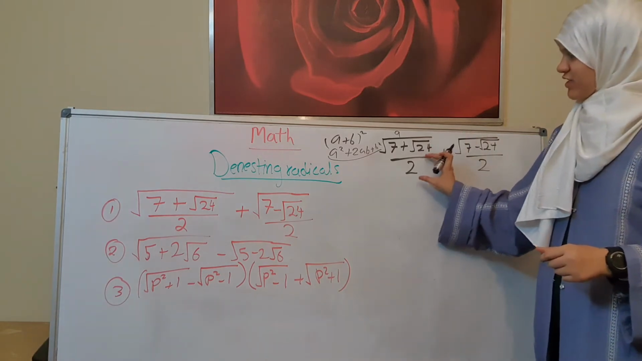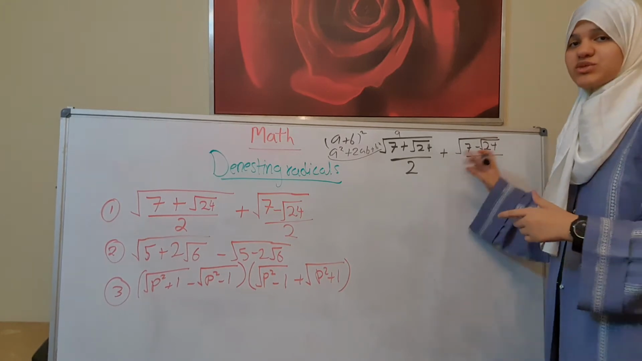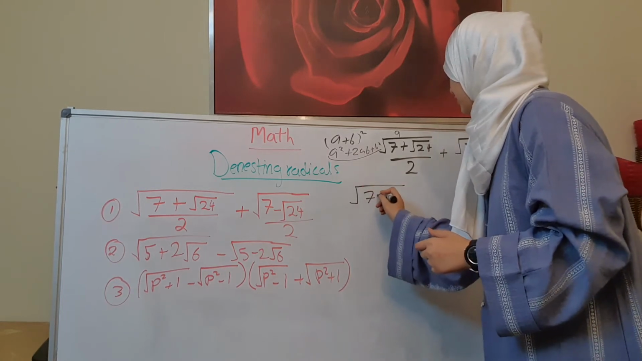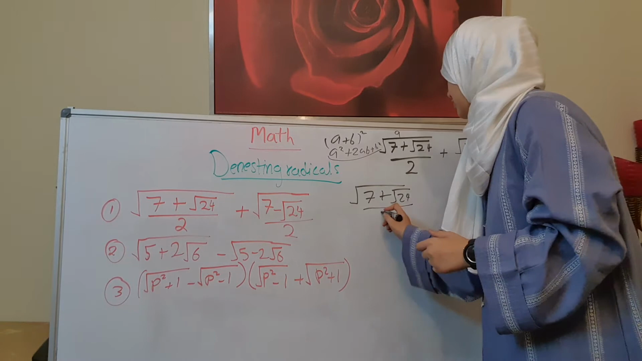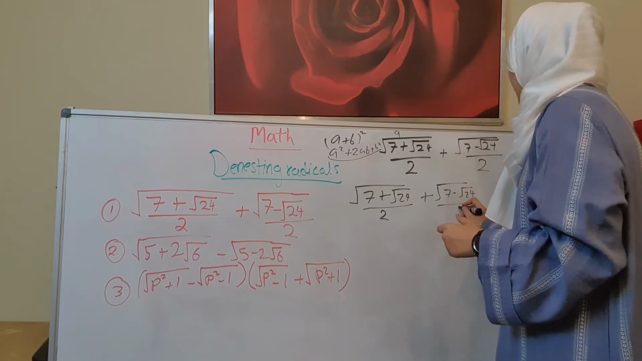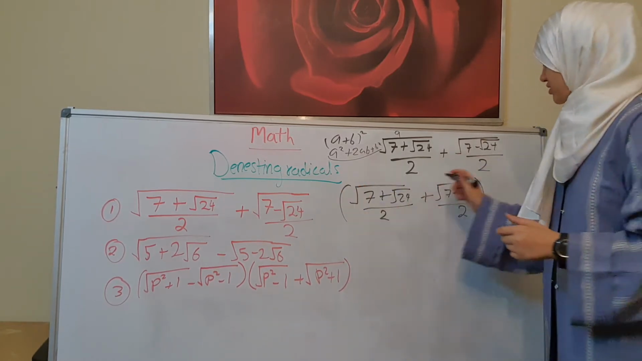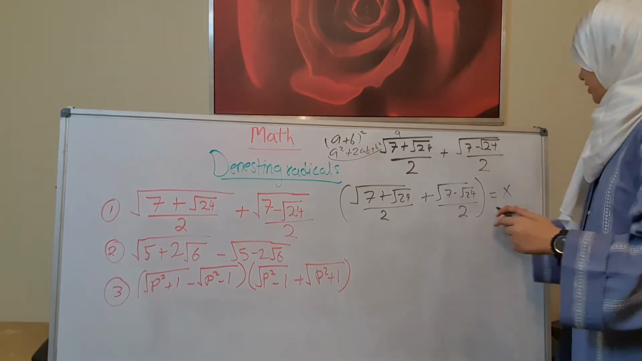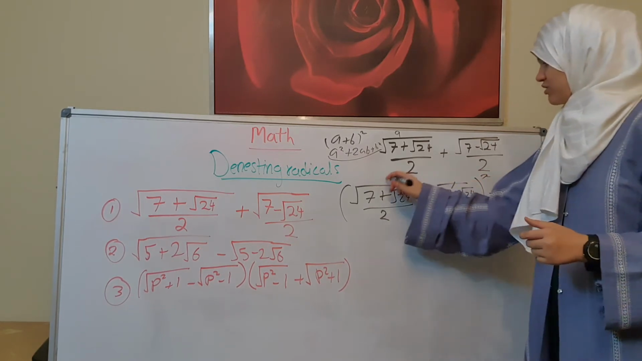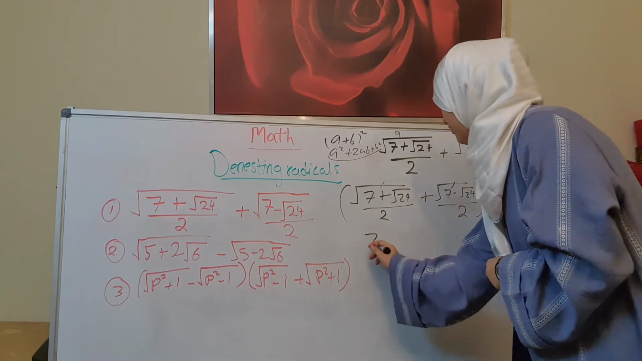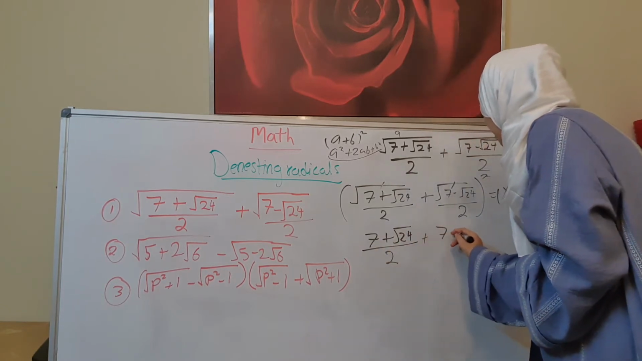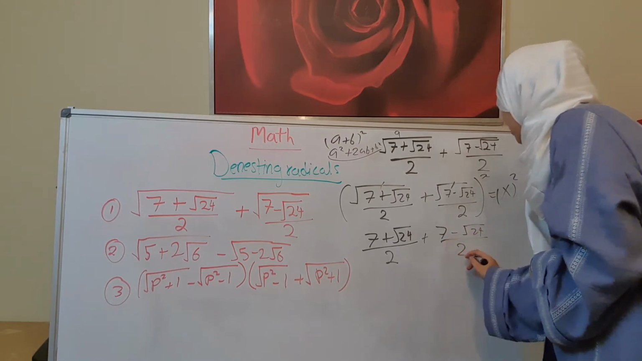Now we want to make a squared plus 2ab plus b squared. So first we take radical of (7 plus radical 24) over 2 plus radical of (7 minus radical 24) over 2, and it is equal to x. When we multiply x by itself it will be x squared, and here also we square it. That means we cancel the square with the radical. So what will we have? (7 plus radical 24) over 2 plus (7 minus radical 24) over 2.